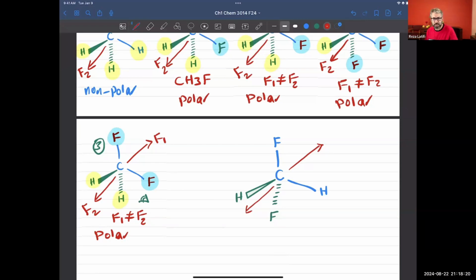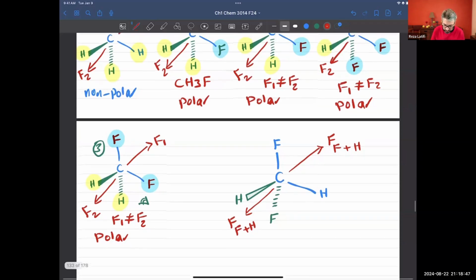Are they identical? It looks like they are identical. This is the force for fluorine plus the force for hydrogen, and they are identical, so they should cancel each other, and the molecule should be non-polar. But what did I do?